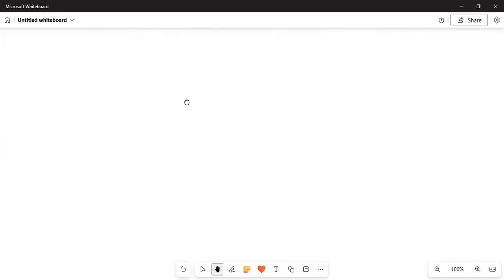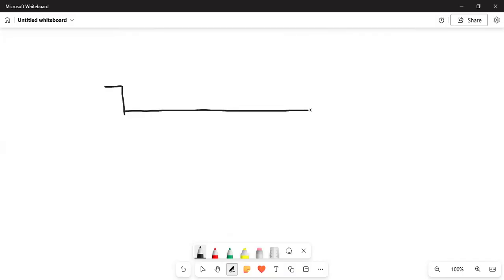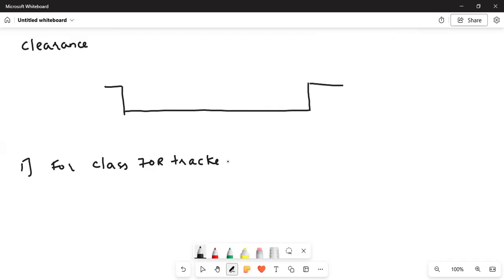Now we will see the clearance. So I have told you, this is how the bridge will be. Okay, and here you will put the vehicle. We will see the clearance. What is clearance? I will tell you. First we will see the clearance for class 70R tracked vehicle. Where we have to put the vehicle, where we have to put the loading.